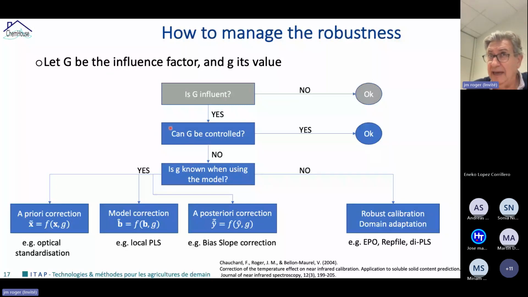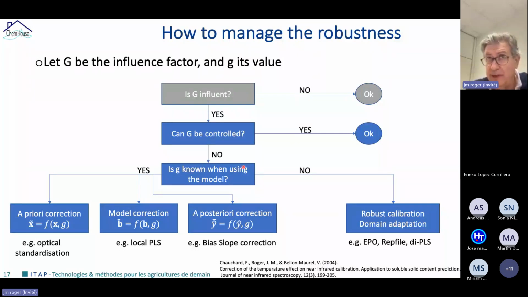The second question is, can you control this factor? Because, for example, if the problem is the temperature of the spectrometer, it could be easy to put it in a fridge, in fact, to put it in an air conditioning system. If it is possible, okay. If it is not possible, the third question is, do you know the G value, little g?